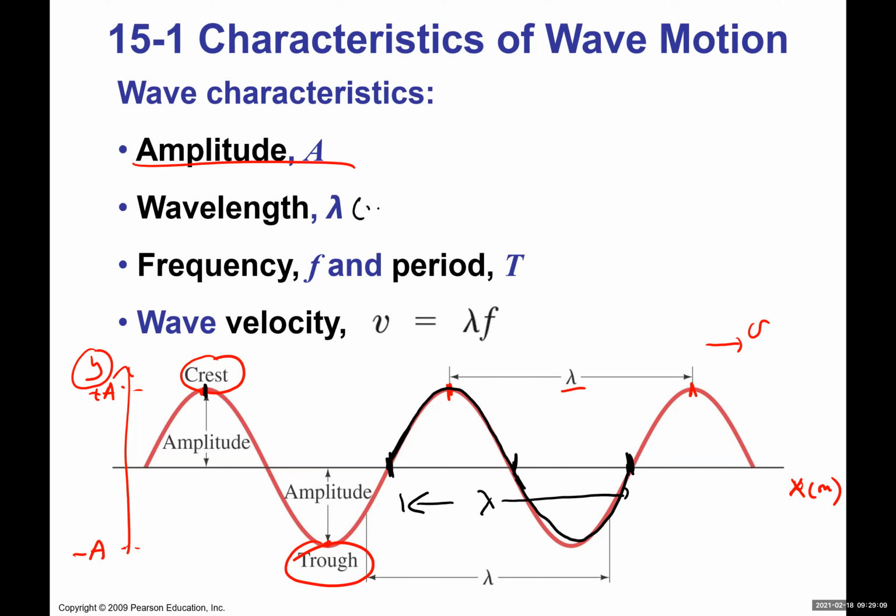Wavelength has units of meters. Amplitude has units of meters. Those are measurements of length.